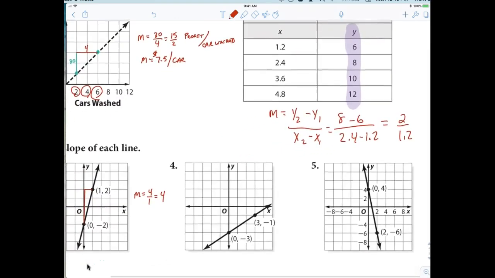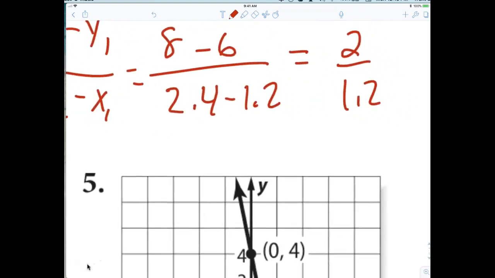So now we're going to multiply both by 10. And so you're going to get what? 20 over 12. And then you reduce that by 4. So that's the same as what? 5 over 3. 5/3. Yes.